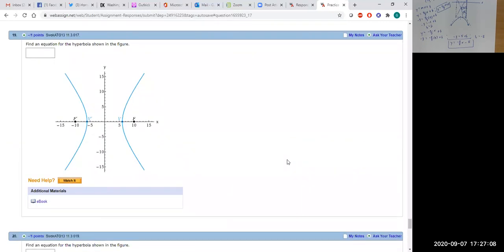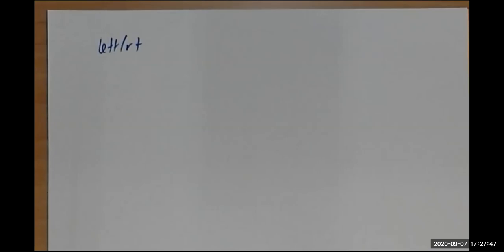All right, different kind of problem. They give us the graph of a hyperbola, and they want us to know or figure out the equation. So let's look at this, and let me write down everything we can figure out from looking at this. First of all, this is a left or right. Let's just write down the equation, figure out what we're going to need to know.